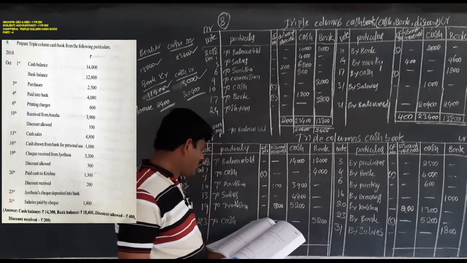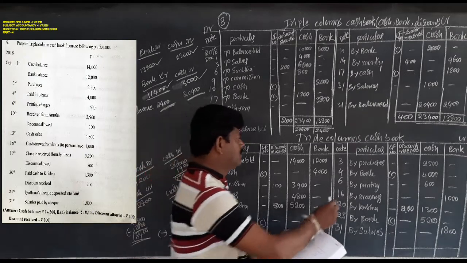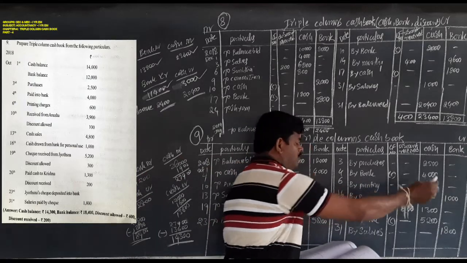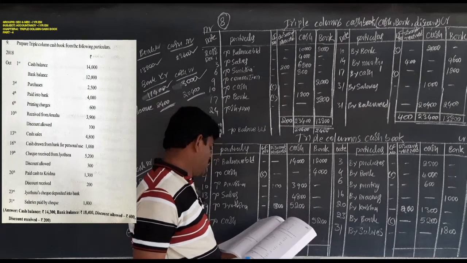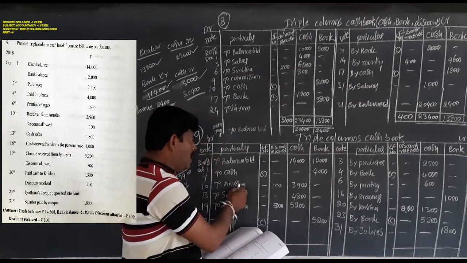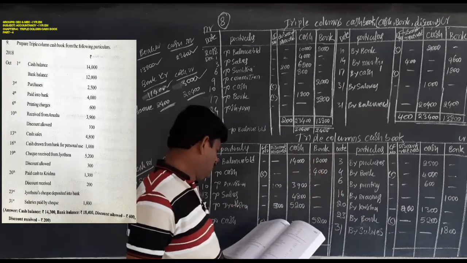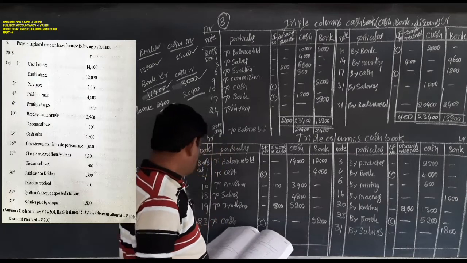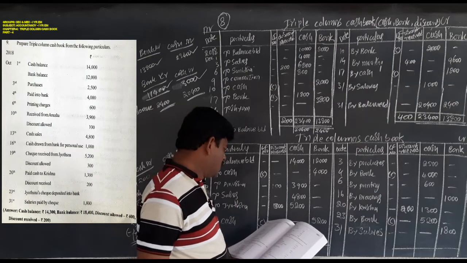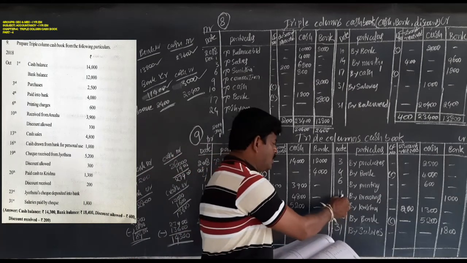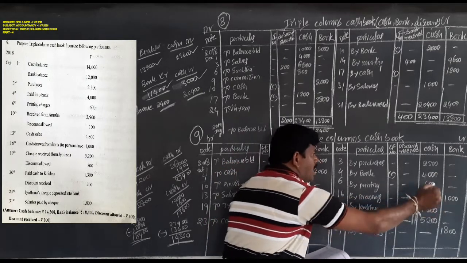Next, date 6th, printing charges, by printing, amount in cash column. Next, received from Anusha. This is a cash receipt, to Anusha, discount 100 rupees, 3,900 rupees cash. Next, cash sales, to sales, amount in cash column. Next, 16th, drawings. So for personal use, no contra entry, by drawings, amount in the bank column.